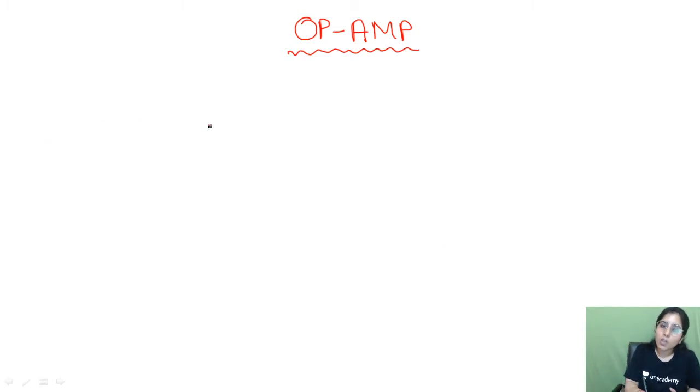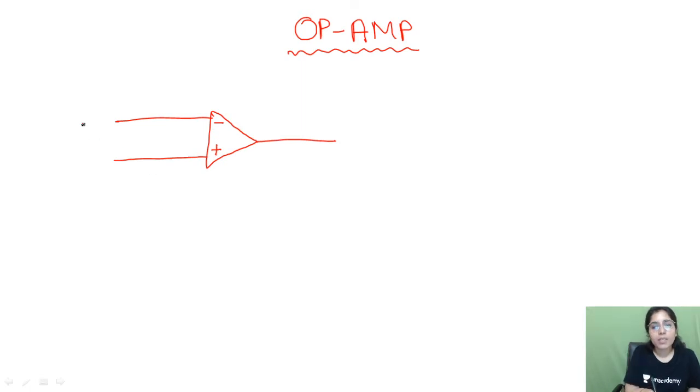The first thing about the operational amplifier you need to know is how we represent it. We represent it in this manner. Here we have the two input terminals of the op-amp. One we call the negative terminal or the inverting input terminal, while the other one is the positive terminal or the non-inverting input terminal. The negative input terminal is known as inverting, while the positive one is known as what?